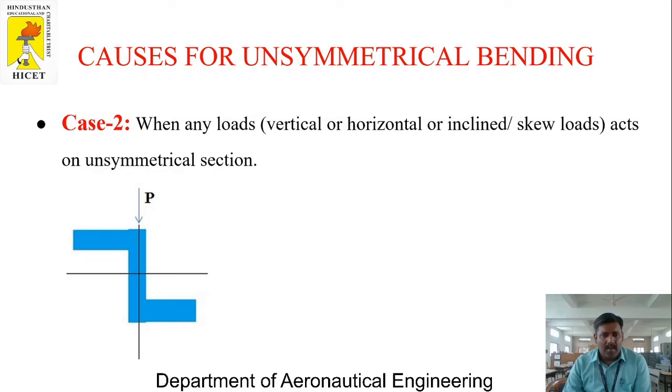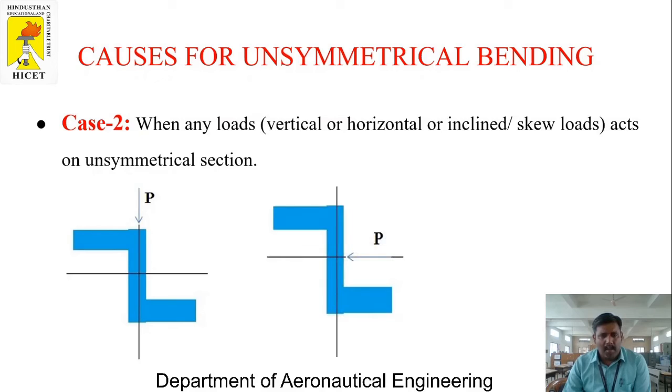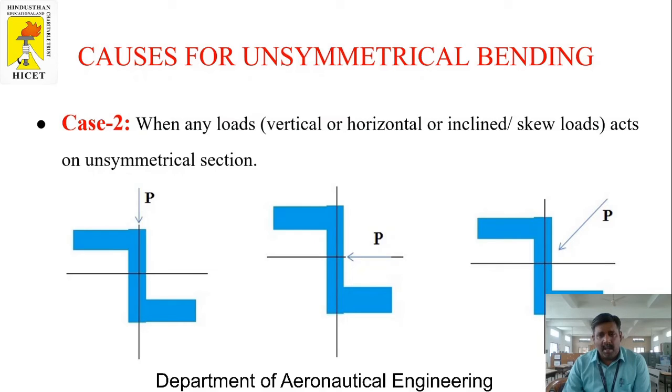If you are applying a vertical load on an unsymmetrical section, this will produce unsymmetrical bending. If you are applying a horizontal load on an unsymmetrical section, this will produce unsymmetrical bending. Or if you are applying an inclined load on an unsymmetrical section, that will produce unsymmetrical bending. So any one of these loads will produce unsymmetrical bending on an unsymmetrical section.